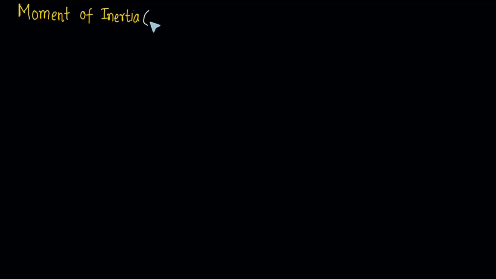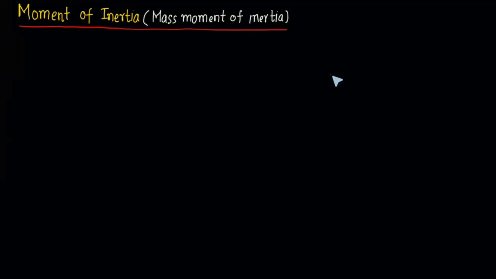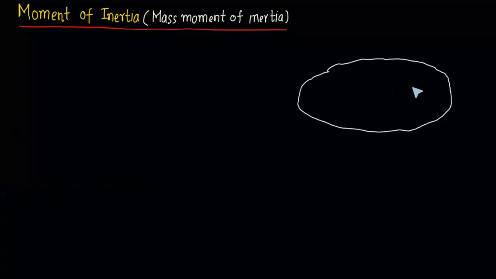Now we would like to discuss moment of inertia in detail. Here it will also be called mass moment of inertia. Let's say we have a body of irregular shape, and that body is rotating about this particular axis. The axis goes through the body and comes out from the other end. So this is the axis of rotation.